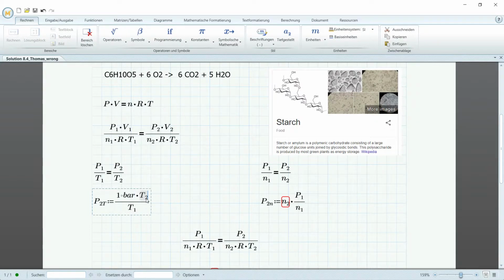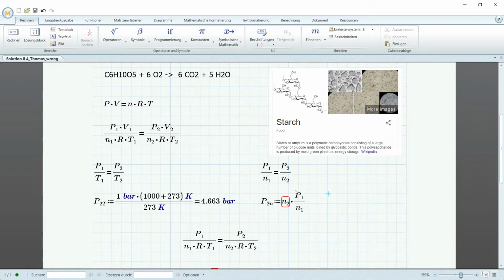Temperature 2 is given as 1000 Celsius. So this is in Kelvin, and for our reference temperature T1, let's take 273 Kelvin. Plugging in these values, we get that due to temperature rise alone, we would have an increase of 4.6 bar.